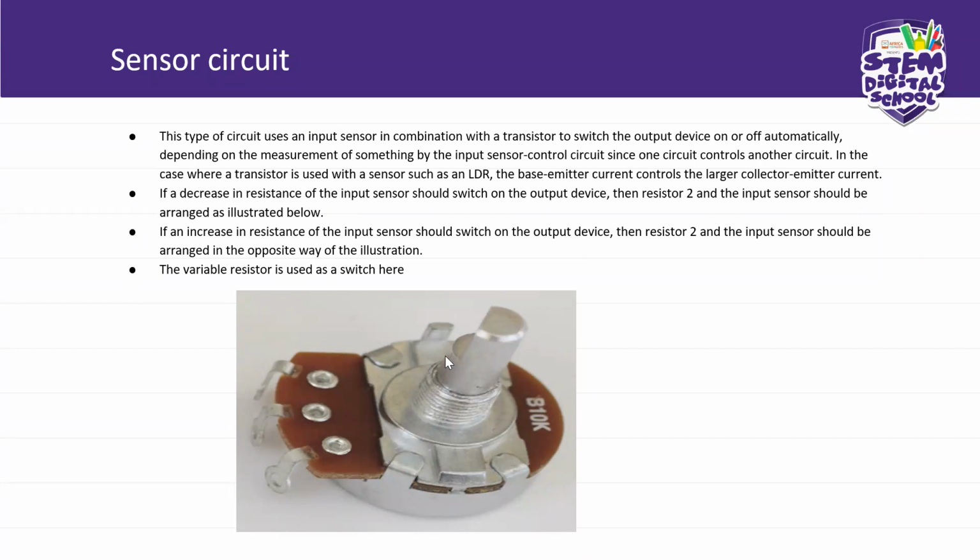how do you increase resistance? You lower the units of your variable resistor. They are increasing resistance. If an increase in resistance of the input sensor should switch on the output device, maybe the buzzer goes off or the LED lights, then resistor 2 and the input sensor should be arranged in the opposite way of the illustration in the circuit we are going to share now. The variable resistor is used as a switch here, this one. Okay, let's look at the circuit.